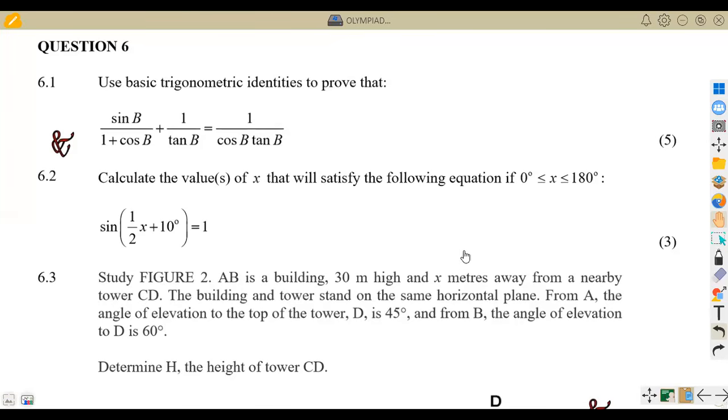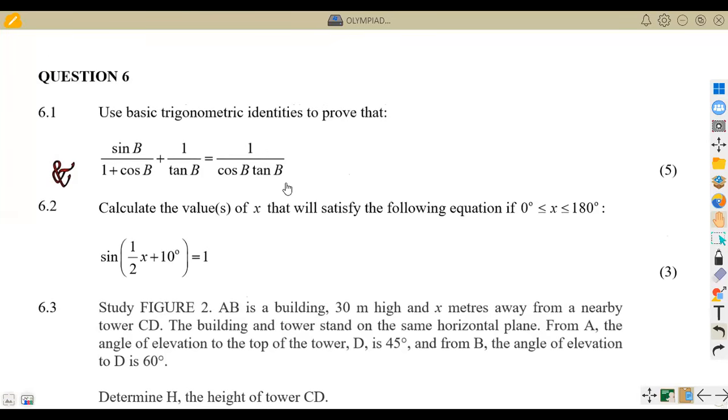The first part was to use the basic trigonometric identities. Take note, we are using the basic ones, which means the ones that we have in our syllabus, to prove the trigonometric identities. We're going to prove that sine B over 1 plus cos B plus 1 over tan B is equivalent to 1 over cos B, that is the product, sorry, of tan B.